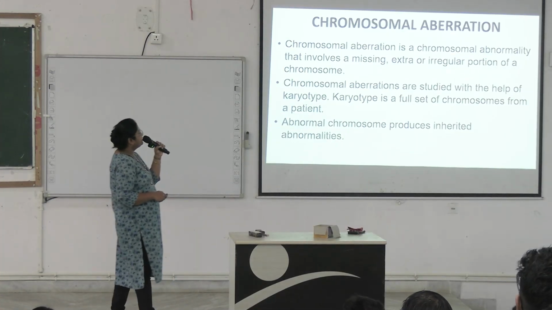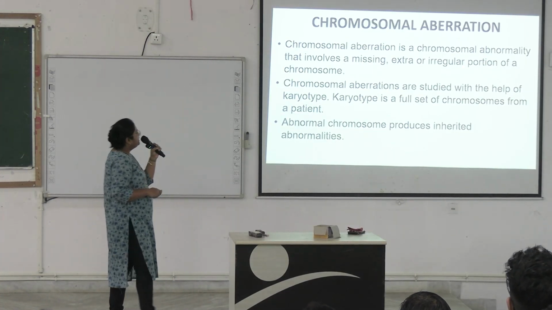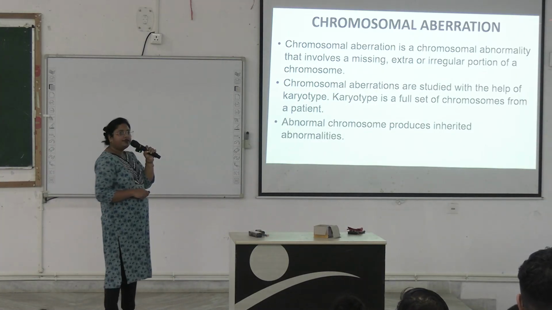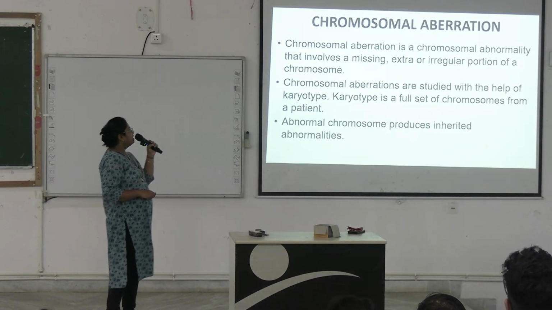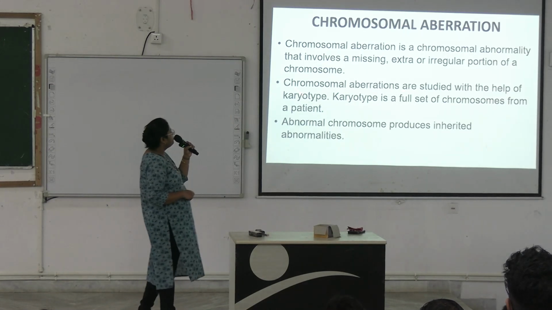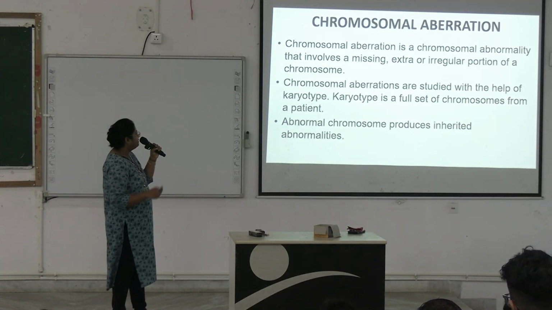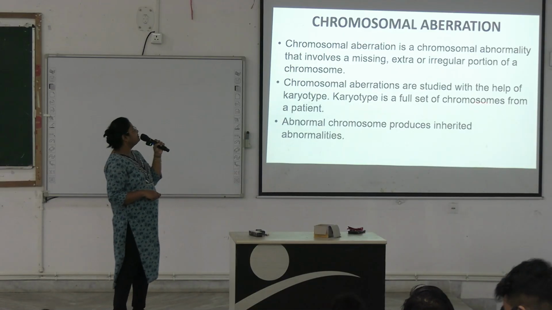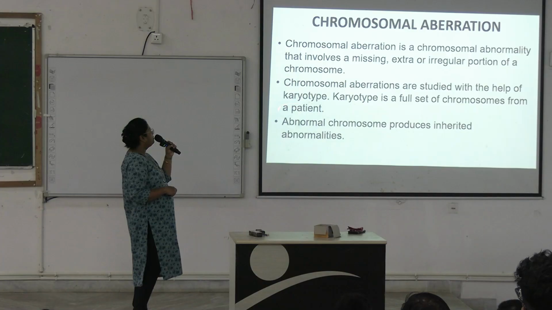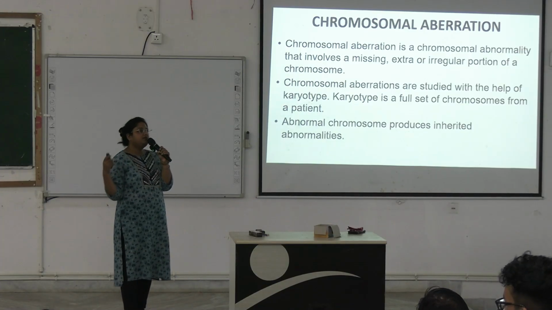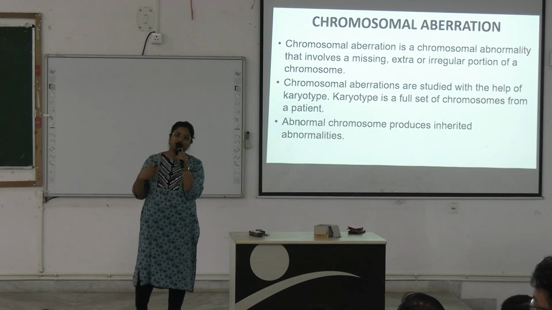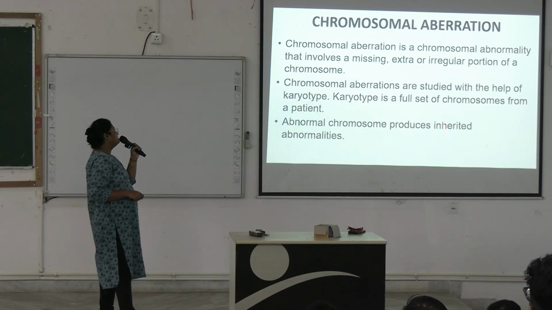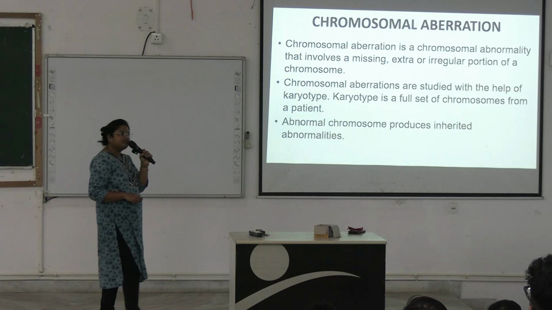Chromosomal aberration is a chromosomal abnormality that involves a missing, extra or irregular portion of a chromosome, and chromosomal aberrations are studied with the help of karyotype. Karyotyping is the process. A karyotype is a full set of chromosomes from a patient, and to visualize the chromosomes, karyotyping is done. Abnormal chromosomes produce inherited abnormalities.